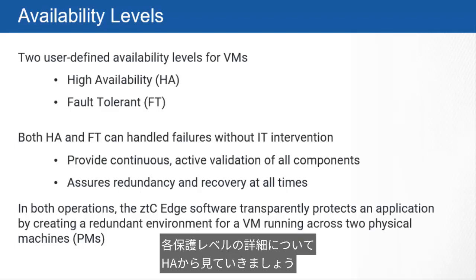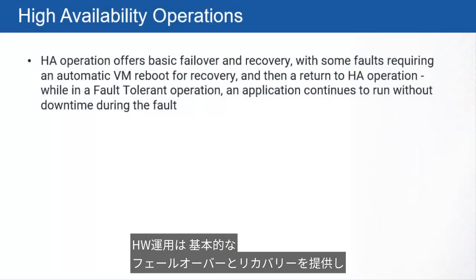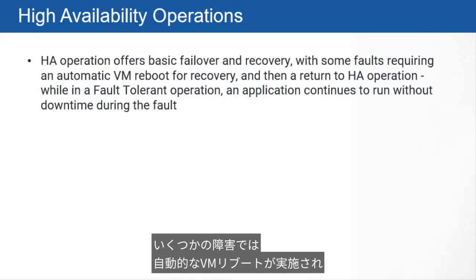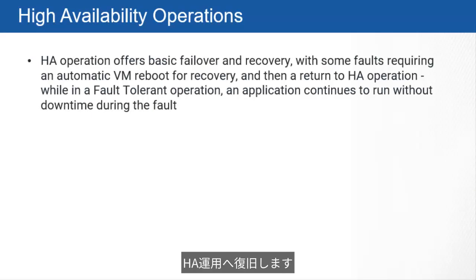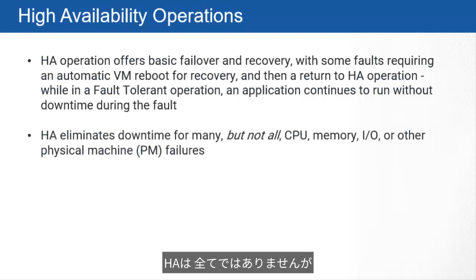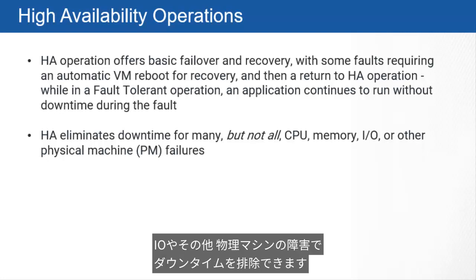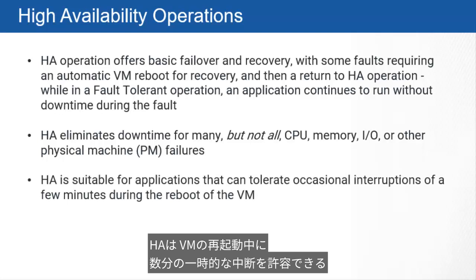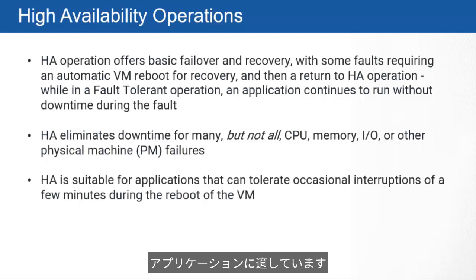Let's look at each protection level in detail, starting with HA. The HA operation offers basic failover and recovery, with some faults requiring an automatic VM reboot for recovery and then a return to HA operation, while in a fault-tolerant operation, an application continues to run without downtime during the fault. HA eliminates downtime for many, but not all, CPU, memory, I/O, or other physical machine failures. HA is suitable for applications that can tolerate occasional interruptions of a few minutes during the reboot of the VM.